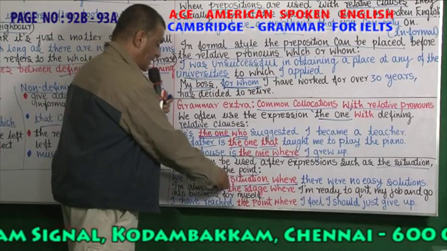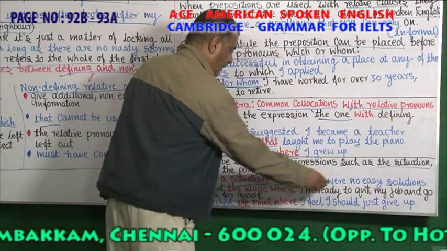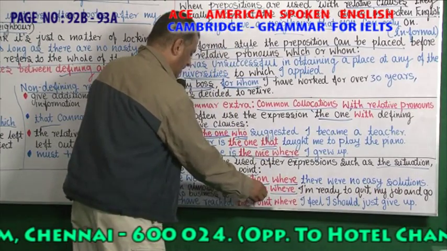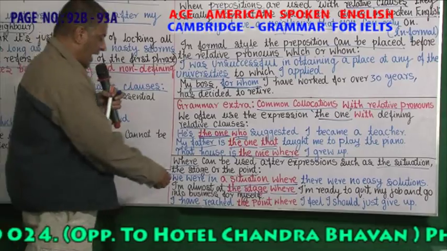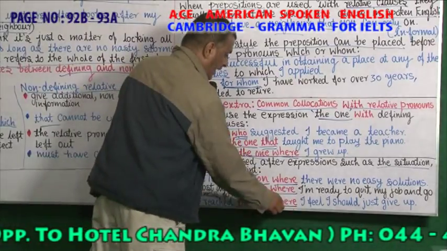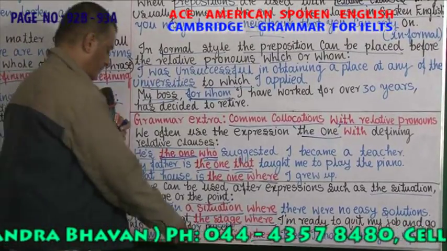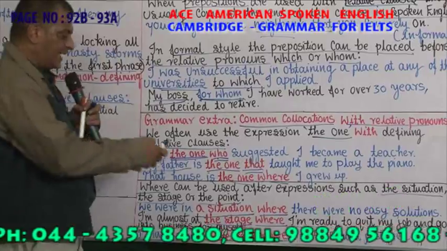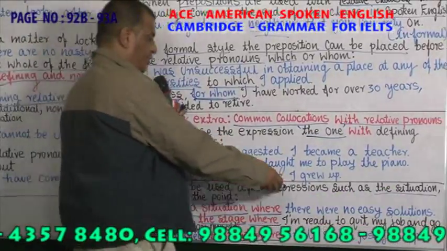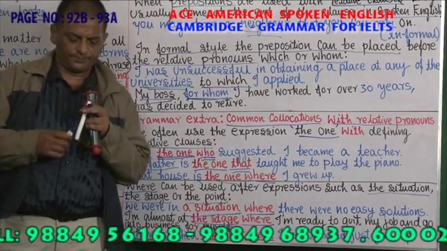I am almost at the stage where I am ready to quit my job and go into business for myself. So this where stands for the stage. I have reached the point where I feel I should just give up. Where stands for the point. So where is used after expressions such as the situation, the stage, the point.